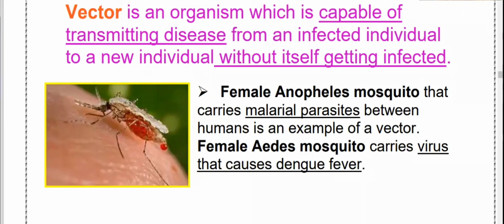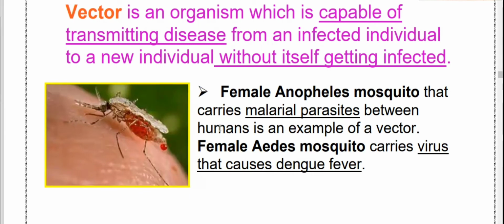Now, what is a vector? A vector is an organism which is capable of transmitting the disease from an infected individual to a new individual without itself getting infected. So the question arises, are the vectors also infected by the disease? No, the vectors are not infected by the disease. An example is the female Anopheles mosquito that carries the malarial parasite between humans. This is an example of a vector.